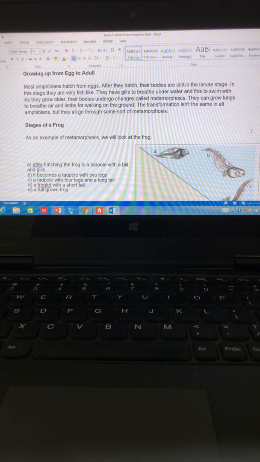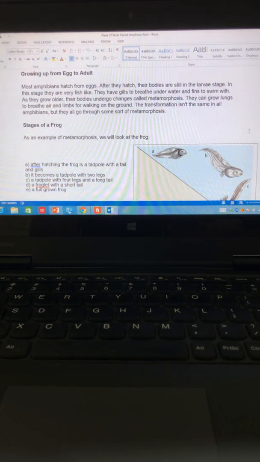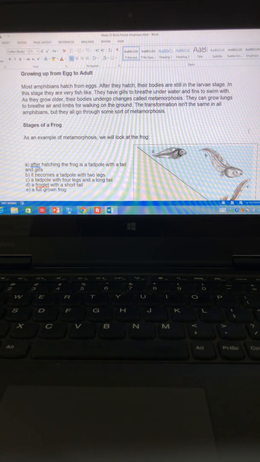Growing up from egg to adult. Most amphibians hatch from eggs. After they hatch, their bodies are still in the larvae stage. In this stage, they are very much like fish. They have gills to breathe underwater and fins to swim with. As they grow older, their bodies undergo changes called metamorphosis. They can grow lungs to breathe air and limbs for walking on the ground. The transformation isn't the same in all amphibians, but they all go through some sort of metamorphosis.